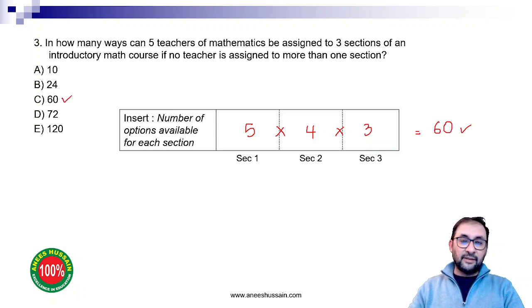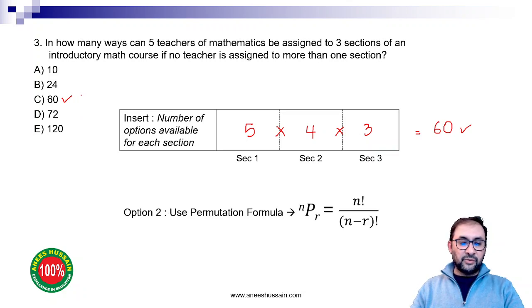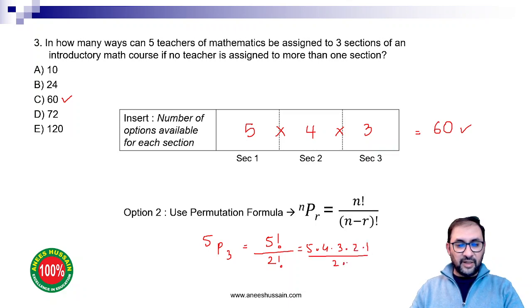That's option C. Now you can also do this by the permutations formula, which is nPr, which is equal to n factorial divided by n minus r factorial. So in this case, you have 5 teachers, but you have to assign them to 3 sections only. So it's 5P3, which is 5 factorial divided by 5 minus 3, which is 2 factorial. So you can write this as 5 into 4 into 3 into 2 into 1, divided by 2 into 1.